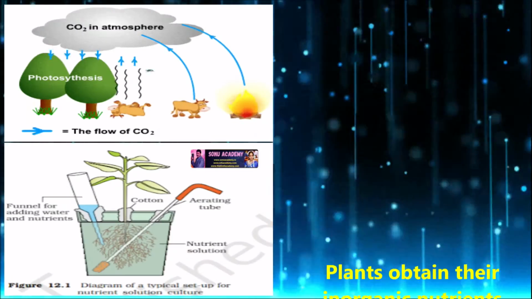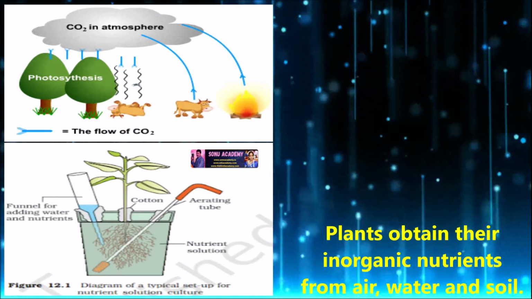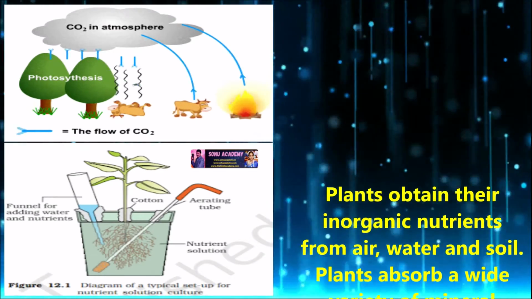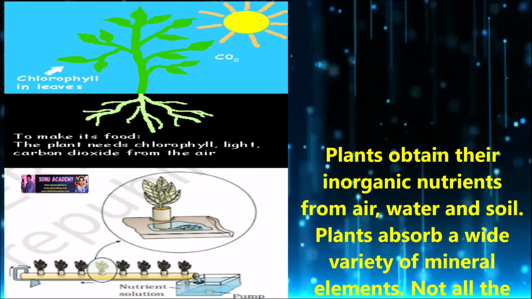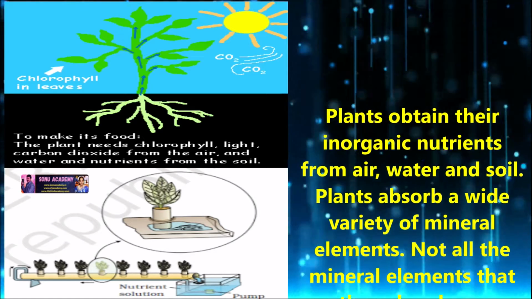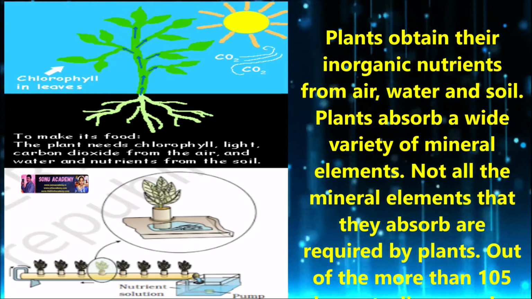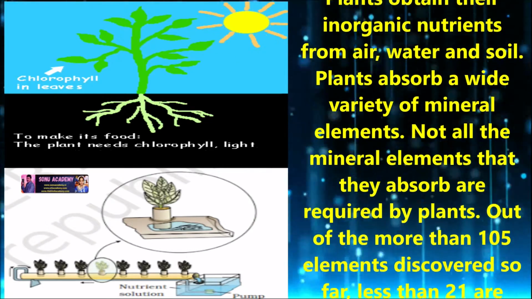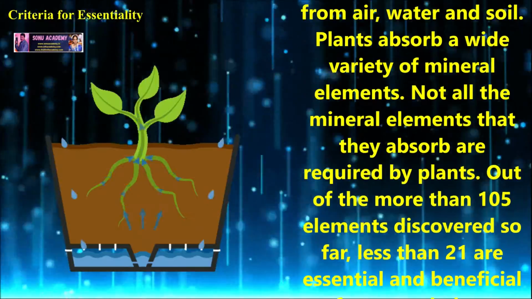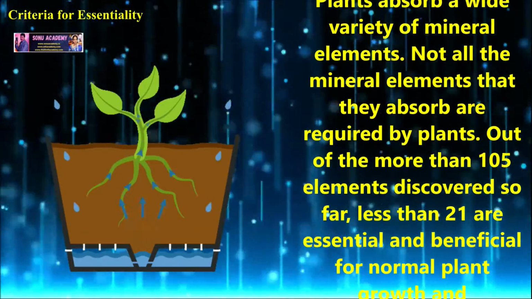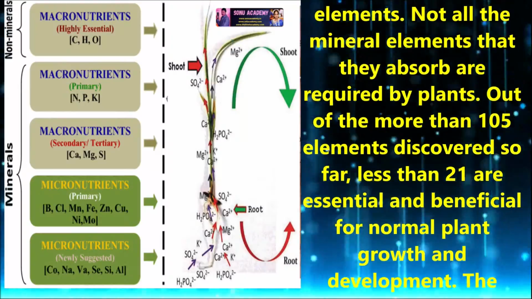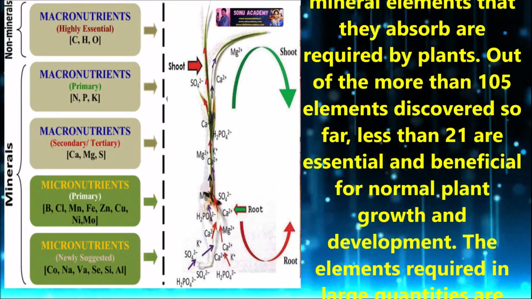Children, let us summarize the lesson. Children, plants obtain their inorganic nutrients from air, water and soil. Plants absorb a wide variety of minerals. Not all the mineral elements that they absorb are required by plants. Out of the more than 105 elements discovered so far, less than 21 are essential and beneficial for normal plant growth and development.